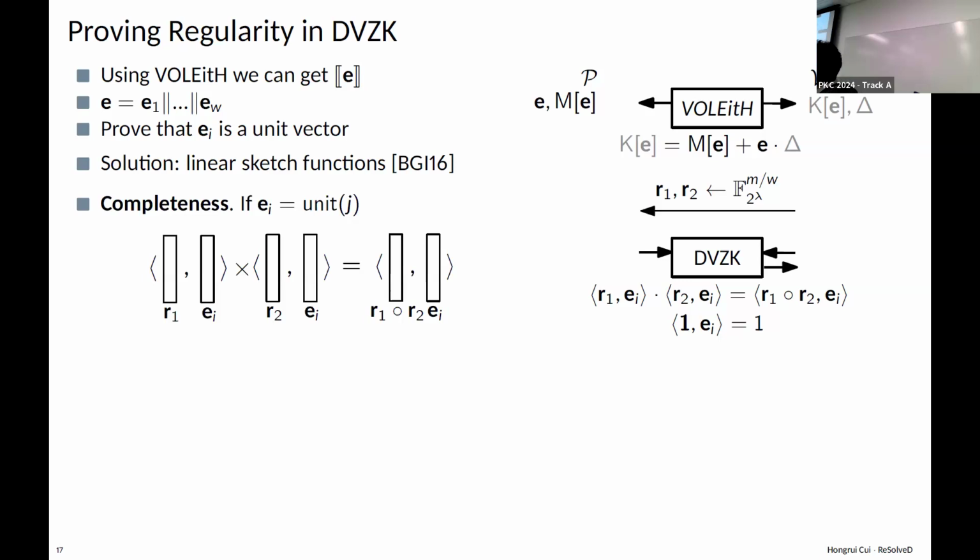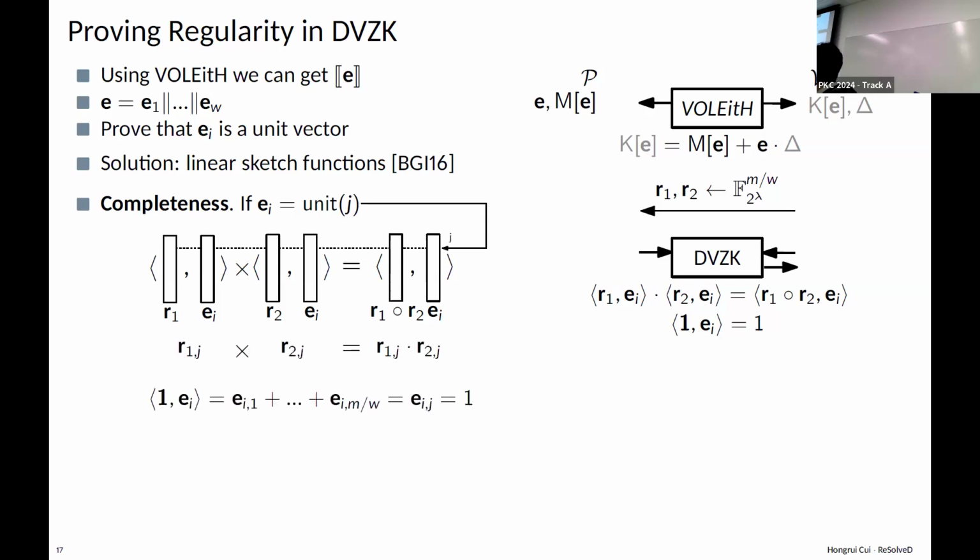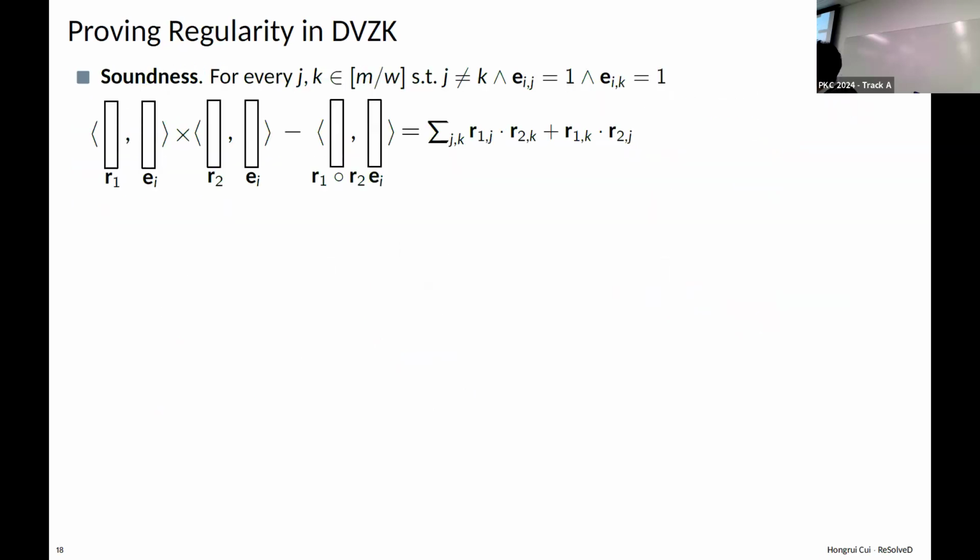So, for completeness, suppose that E_i is a unit vector, then inner product with R simply reveals the non-zero coordinate, like so. So the first constraint is satisfied. Also, since E_i is a unit vector, the summation of all E_i components gives us 1. So the second constraint is also satisfied.